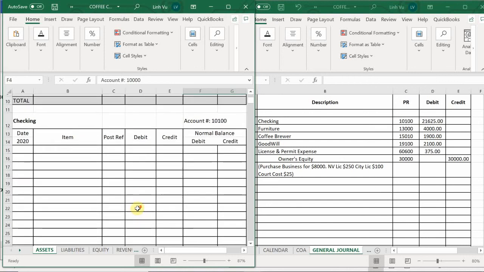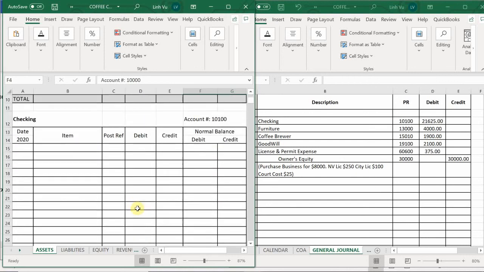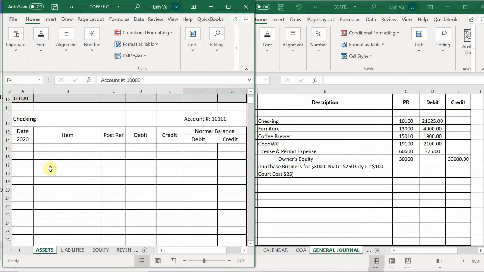I'm just going to go ahead and scroll up and down. Okay. So in this case, checking account should be the very top of my chart of accounts on my assets tab, right? So it should be the second account that you see. Now, exactly how you see it in your journal is exactly how you're going to copy it into your ledger.